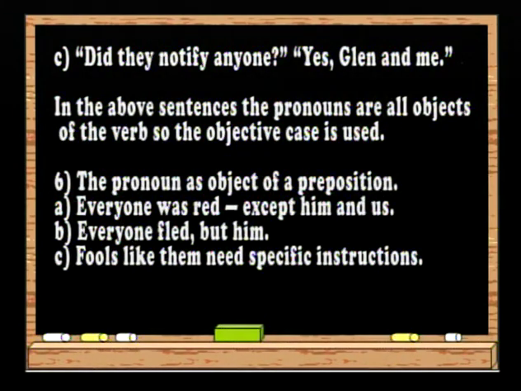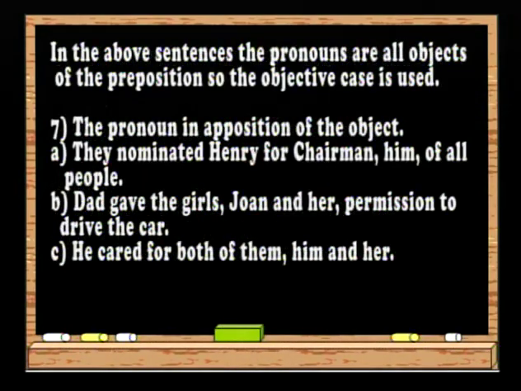The pronoun as object of a preposition. Everyone fled except him and us. Everyone fled but him. Fools like them need specific instructions. In the above sentences, the pronouns are all objects of the preposition, so the objective case is used.